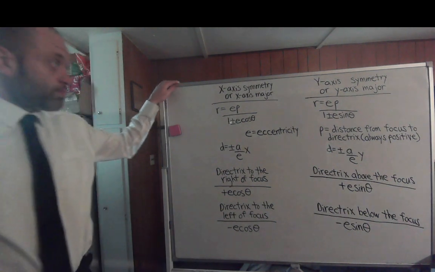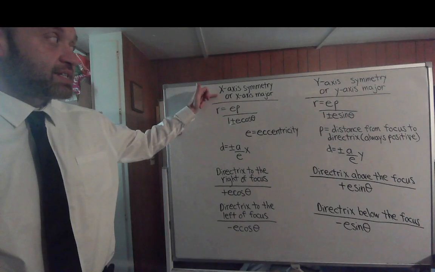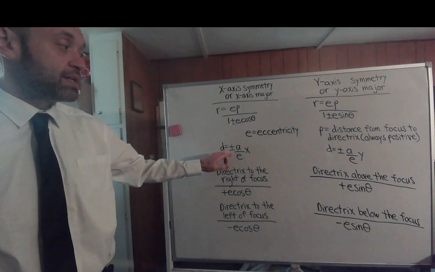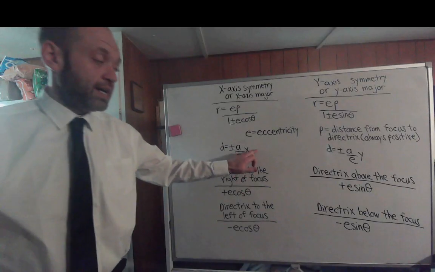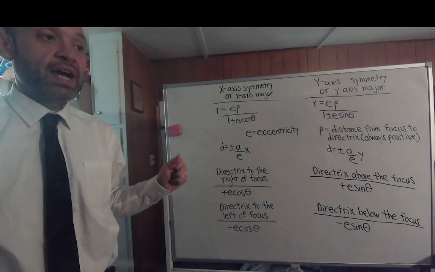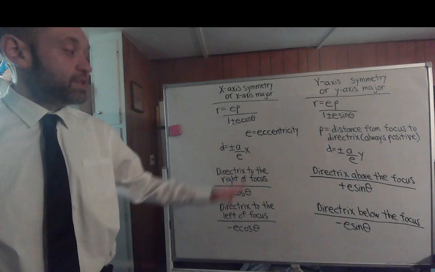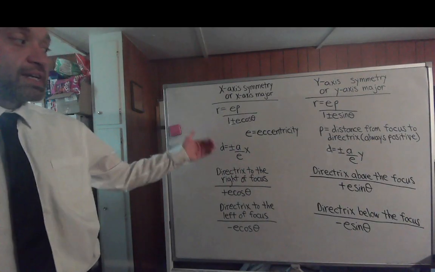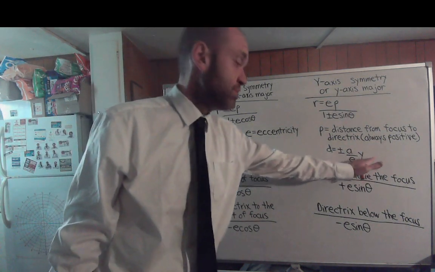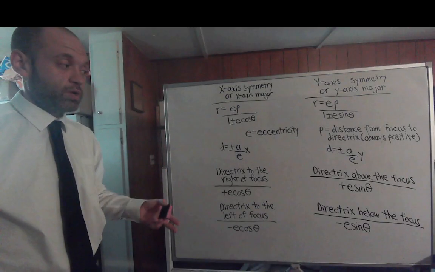But if the conic section has x-axis symmetry, or if it's an ellipse with the x-axis being the major axis, the equation of the directrix is going to be x equals plus or minus a over e. Well, e, of course, is your eccentricity. And a is the length from the center to the vertex along your major axis. And it's x because it's x-axis symmetry. And then same thing with the y: it would be y equals a over e for your directrix, plus or minus, depending upon which direction it's going.